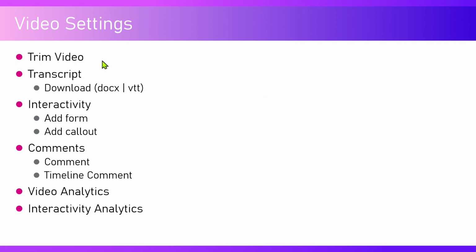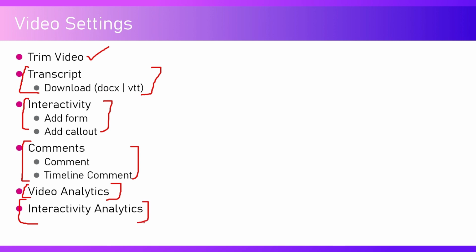So basic options you get is you can even trim a video, you can generate the transcript and download in either docx or VTT format. You can add a form or a callout, like that's part of the interactivity feature. You can add comment, like the comment can be a simple comment or a timeline comment. Then you get various video analytics, and there's an interactivity analytics as well.